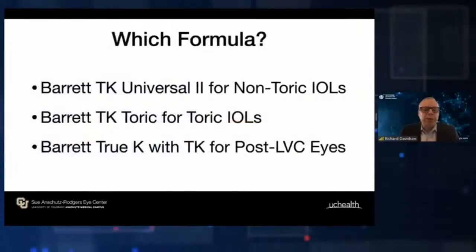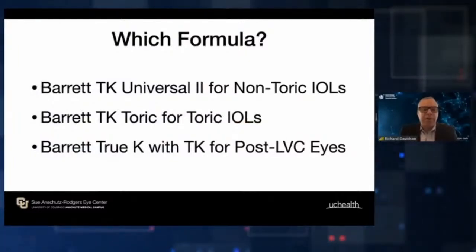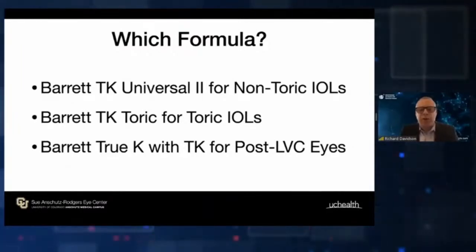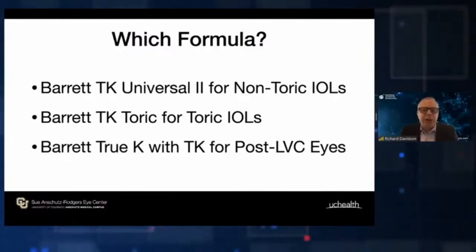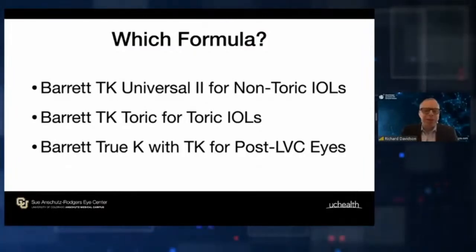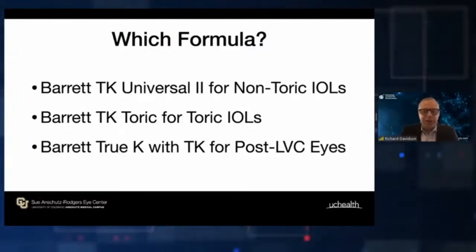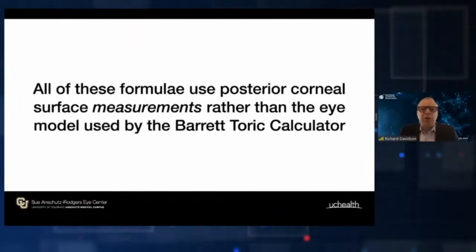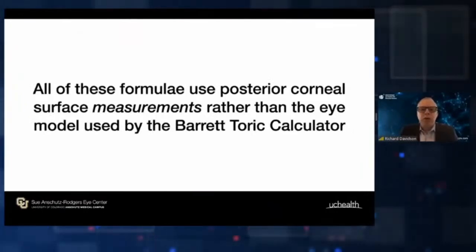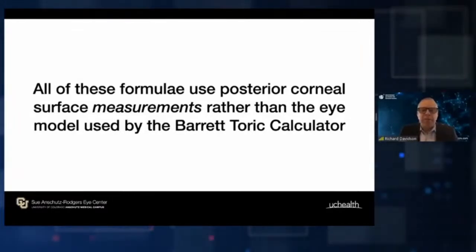So which formula do you use? And this gets very confusing, right? There are so many different formulas out there. In our practice, I've just tried to keep it simple. I use the Barrett TK Universal 2 for non-toric. I use the Barrett TK Toric for toric IOLs, and the Barrett True K with TK for post laser vision correction. So it's a little confusing. There are too many T's and too many K's, but this is how I approach it. I just try and keep it simple for our practice because we are tracking all of our results and I don't want to stray too far and cause too much confusion. So all these formulas do use posterior measurements rather than the model used by the traditional Barrett toric calculator.